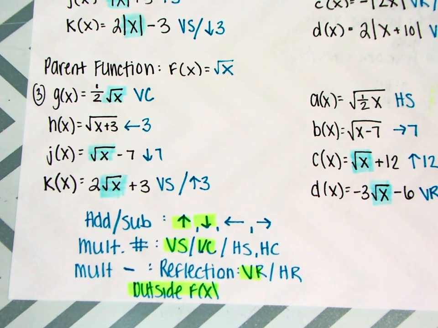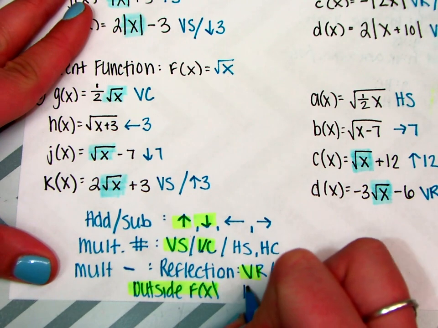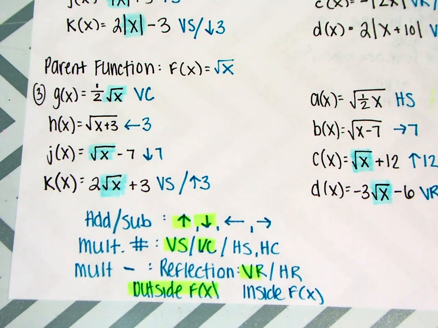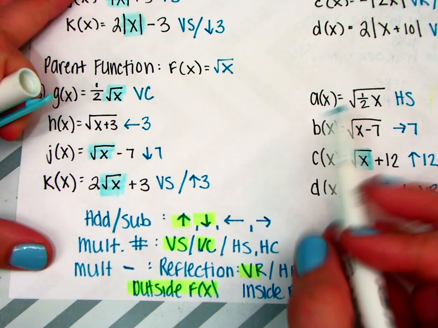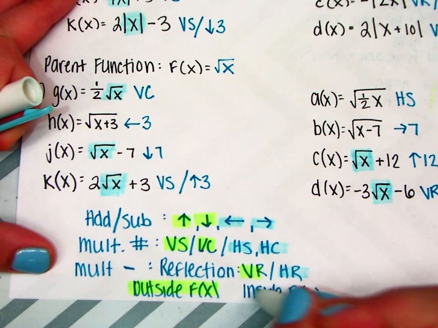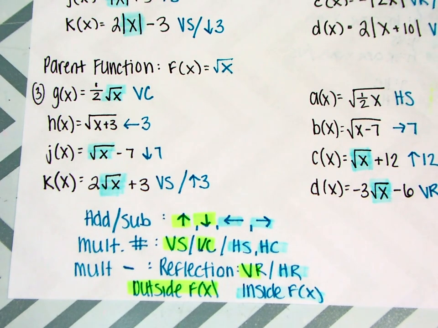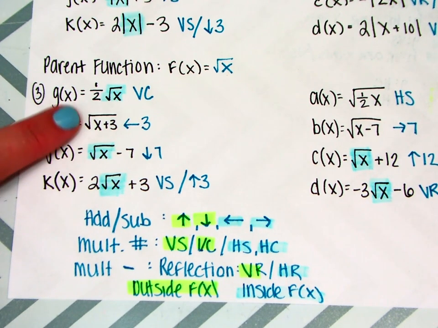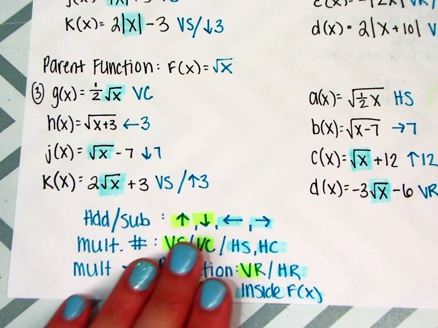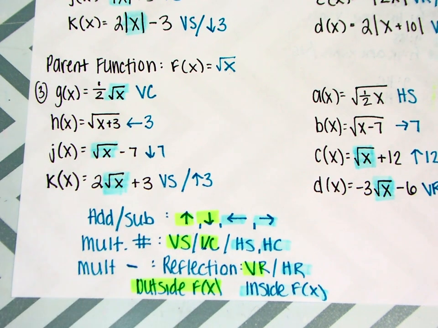Okay? If it is inside f of x, inside the function, that would be like this one, left or right, horizontal stretch or compression or horizontal reflection. When I use the term inside the function, that would be like this one. The positive 3 is inside. So each number and symbol will do something to the problem. If you're having trouble, just graph it. The more you do these, the easier these will become.